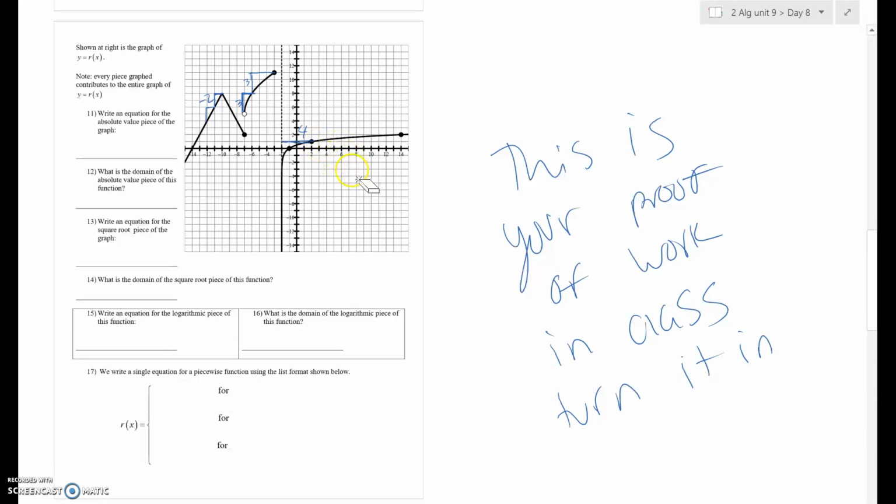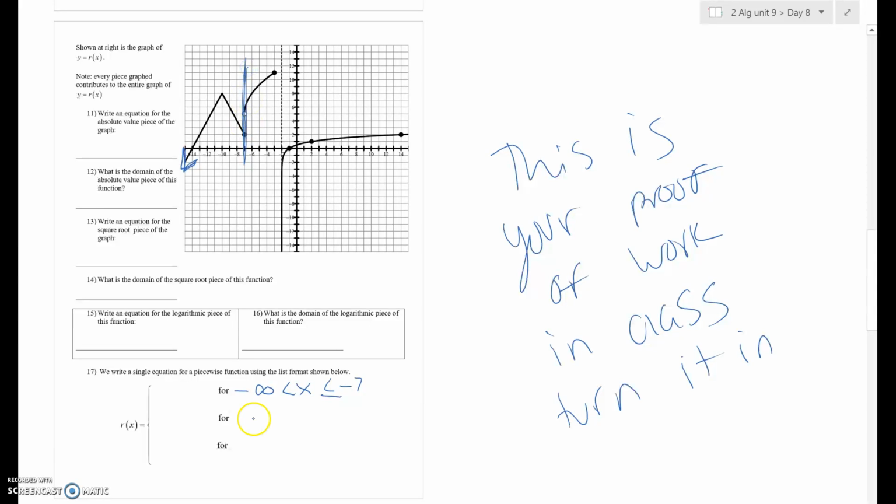The other thing that you may have struggled with is domain. The absolute value appears to continue to the left forever, so that's -infinity is less than x. And then the domain of the absolute value piece stops here at -7, which is included. Then comes the square root piece. Again, one of the pieces you may have had difficulty with was the domain, so I'll help with that a little bit.